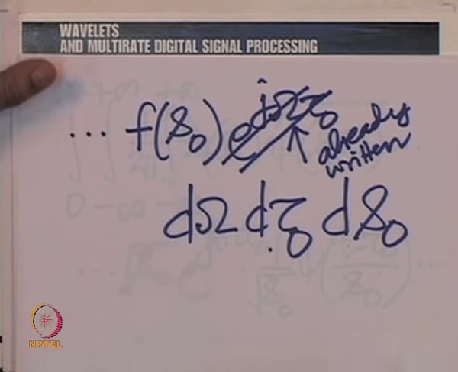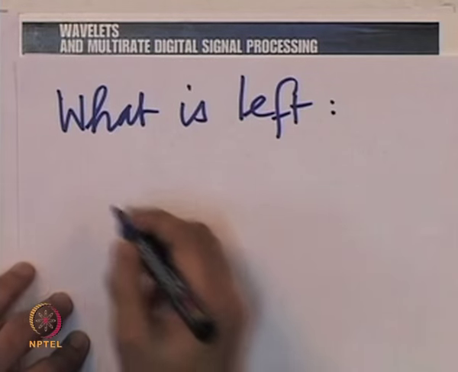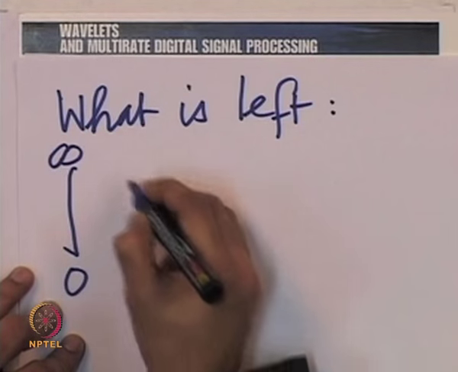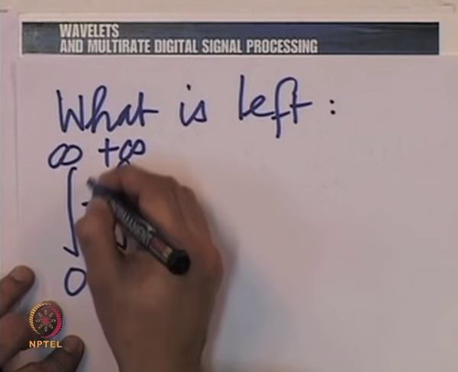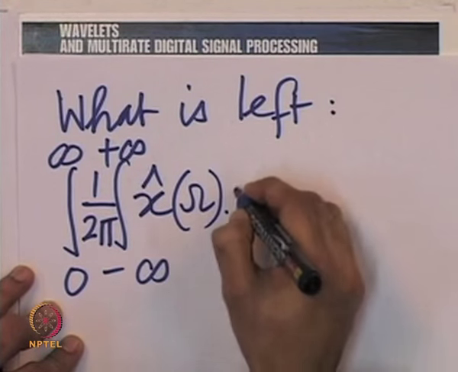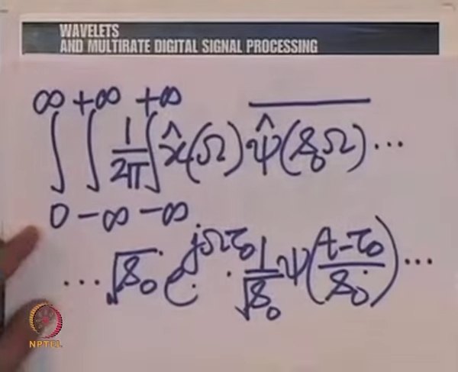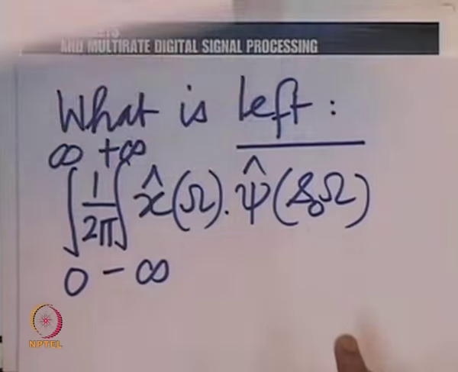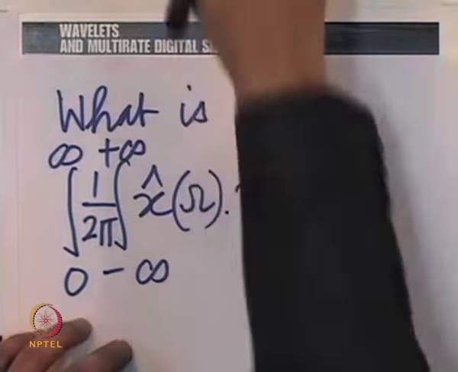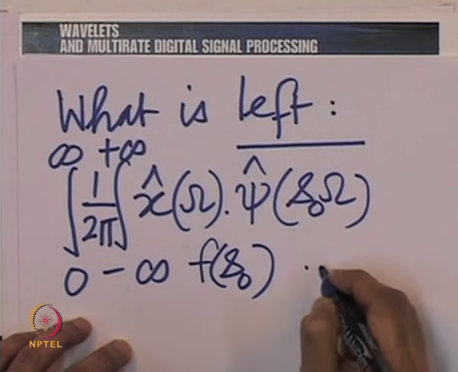Now let's look at the d s naught part. In fact, let's write down what is left for convenience at the moment. What is left is as follows. The integral on s naught and the integral on omega. The 1 by 2 pi we keep as it is, x cap omega, psi cap s naught omega bar. You will note that the square root of s naught and the square root of s naught in the denominator cancel. So this goes away. So I remove them, the rest has been collapsed, you have an f of s naught, and then you have this part. So I'll continue that.